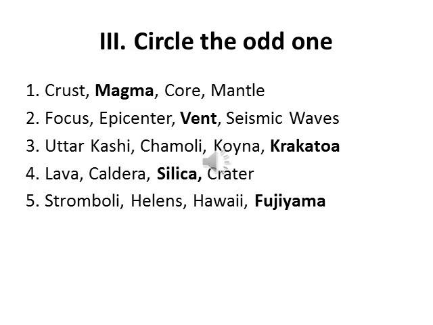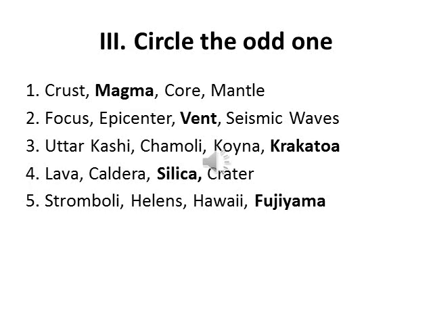Then fourth one: lava, caldera, silica and crater. Lava, caldera, crater are related to volcanoes. But silica is in the crust. Silica and aluminum are the chemical composition of the earth crust. So silica is the odd one.